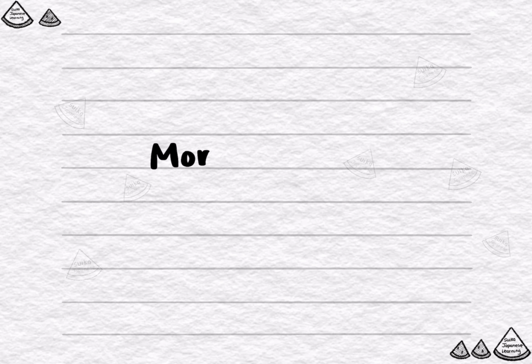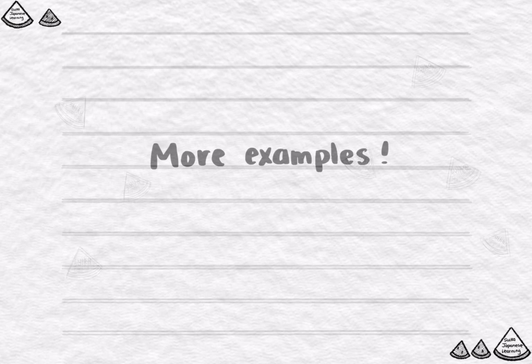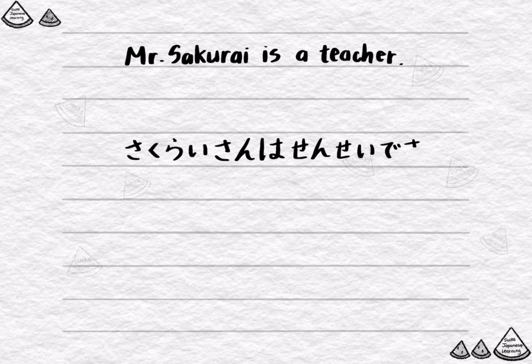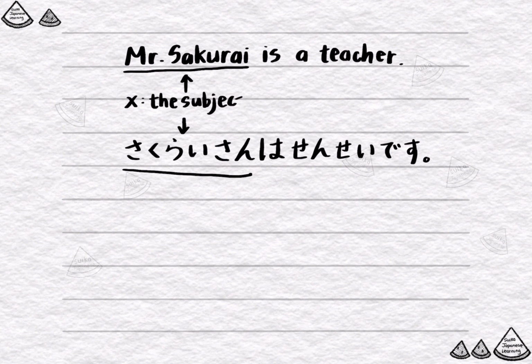Let's look at another example. Mr. Sakurai is a teacher. In Japanese, this would be Sakurai-san wa sensei desu. Sakurai-san is the subject of the sentence. Sensei is what we are saying about Sakurai-san.